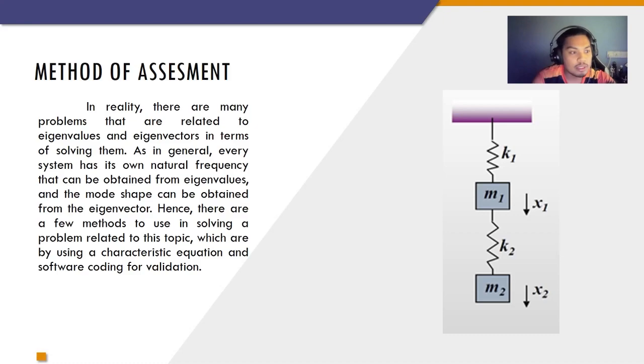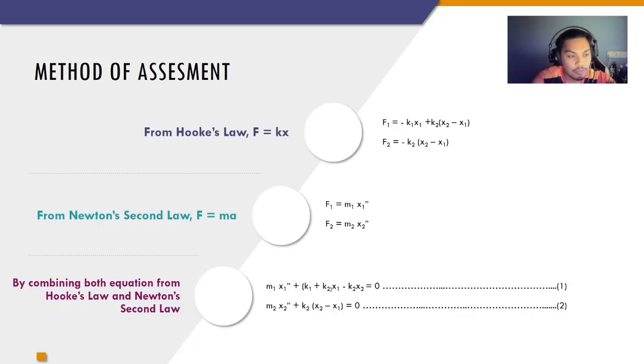Method of assessment. In reality, there are many problems related to eigenvalues and eigenvectors in terms of solving them. In general, every system has its own natural frequency that can be obtained from the eigenvalue, and the mode shape can be obtained from the eigenvector. Hence, there are a few methods to use in solving a problem related to this topic, which are using the characteristic equation and software coding for validation.